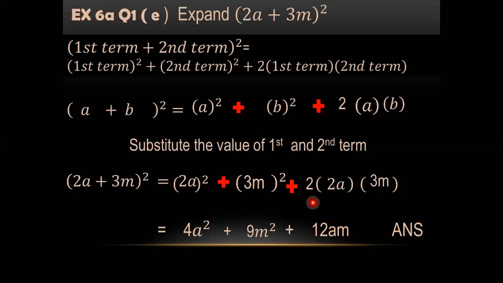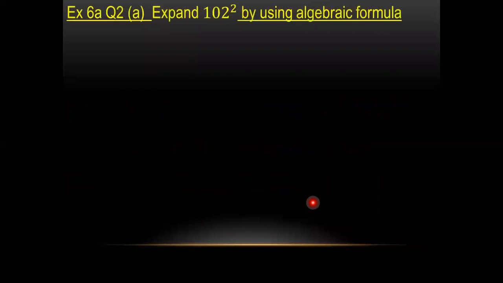Now we will see a different application of it, and that is the expansion of 102 whole square. So this is not a binomial this time, but we have to solve it by using the algebraic formula. So we will ourselves convert it into a binomial, and an easy way of converting it is that we can write it in the form of two terms. 102 can be written in the form of two terms like this: 100 plus 2.